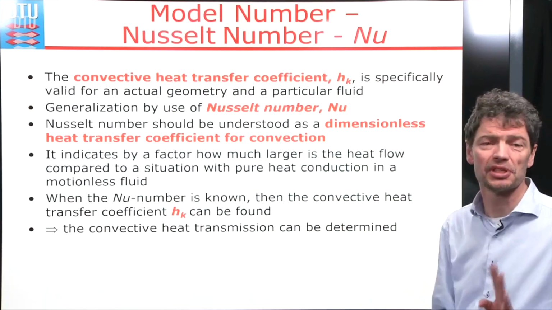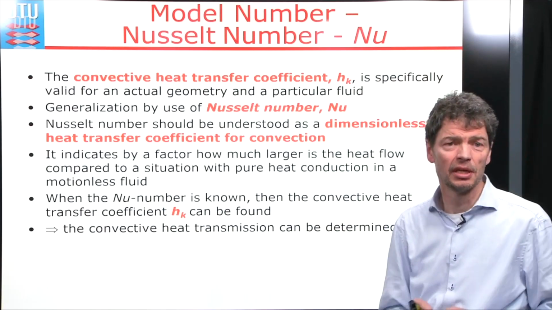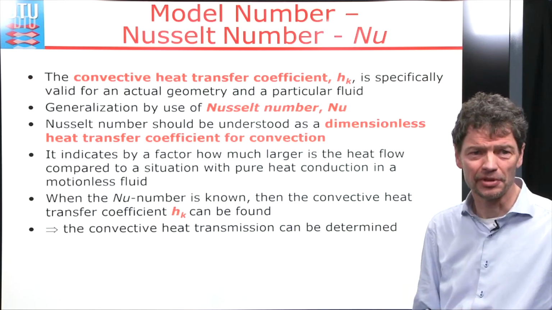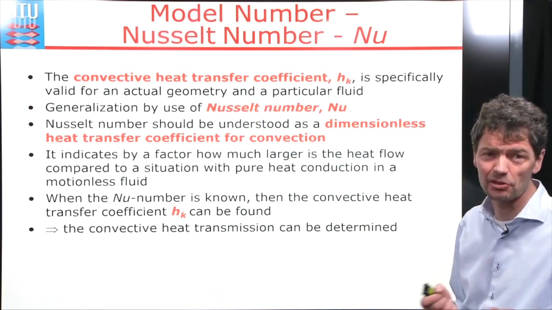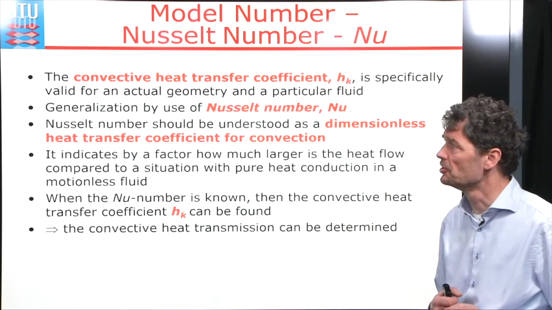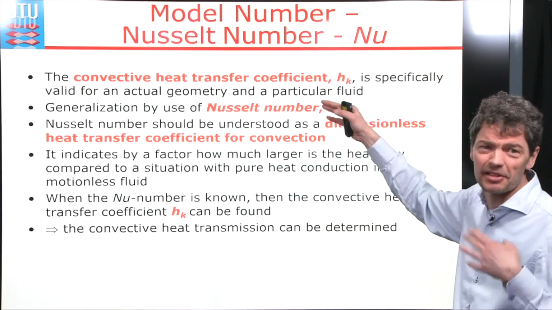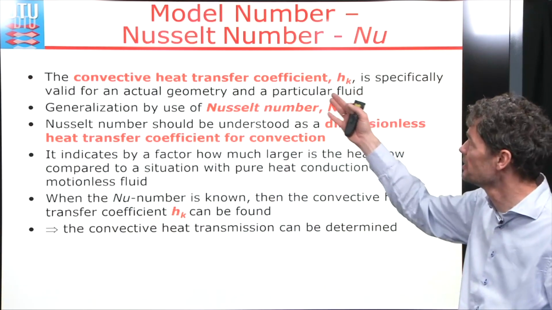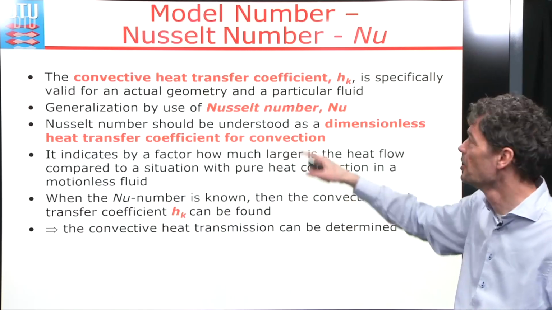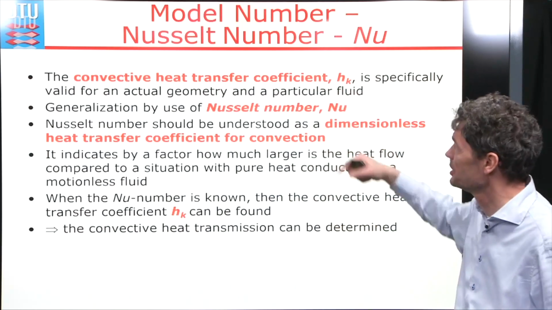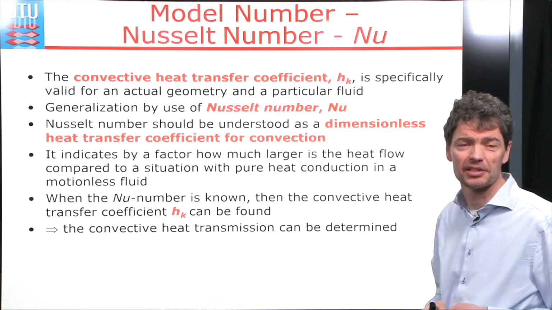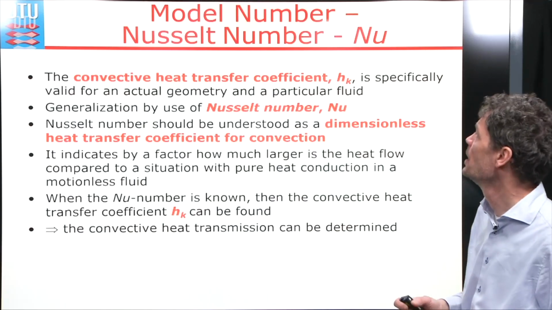Now we're going to introduce a certain number of model numbers, and the first one, the most important perhaps, the central one, is the Nusselt number. It's a dimensionless form of expressing the heat transfer coefficient, which normally was h as we introduced before, but now in a more general way, so it's dimensionless.